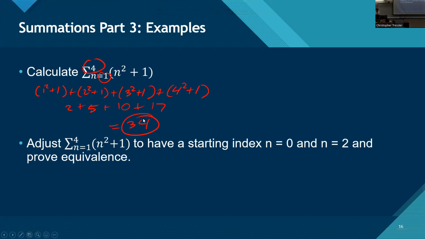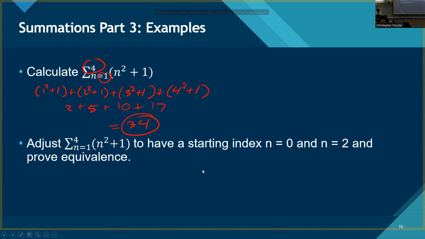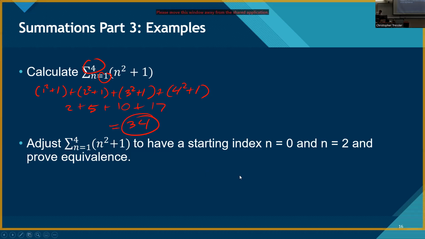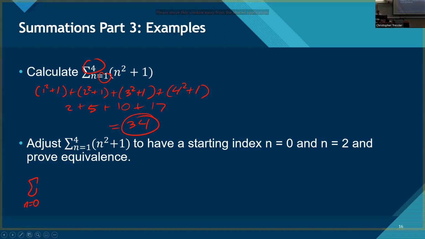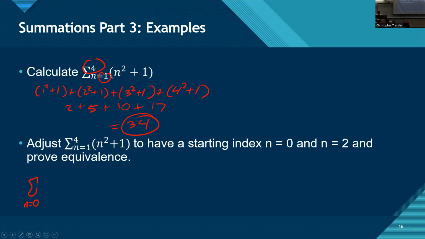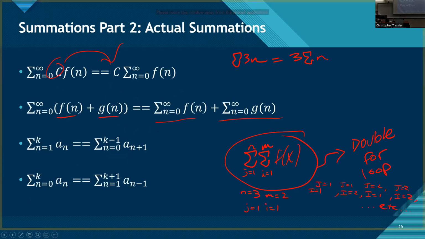But now we're going to split this into two different problems. The first of which will have starting index n equals 0, and the second of which will have starting index n equals 2. So first we're going to write this up. We know that n is going to be 0. So if I go back a slide, notice that we're going from n equals 1 to n equals 0. That means we're going down 1.